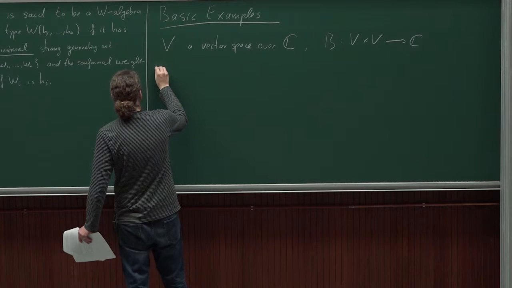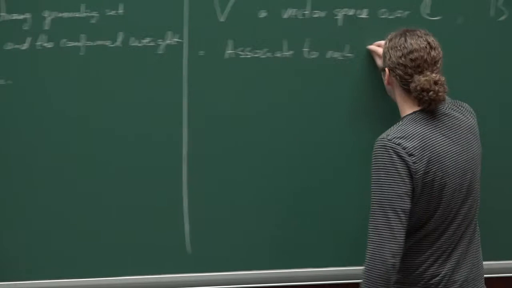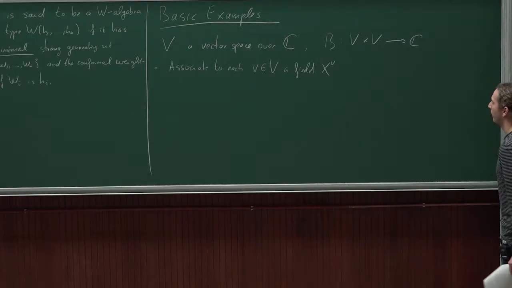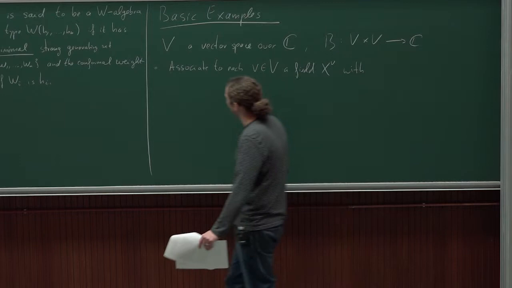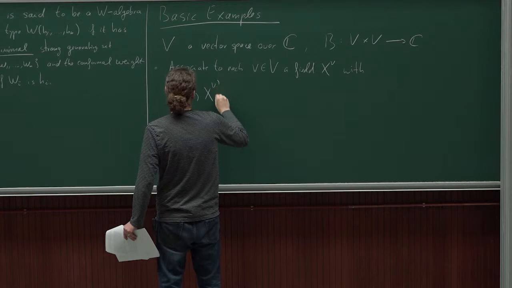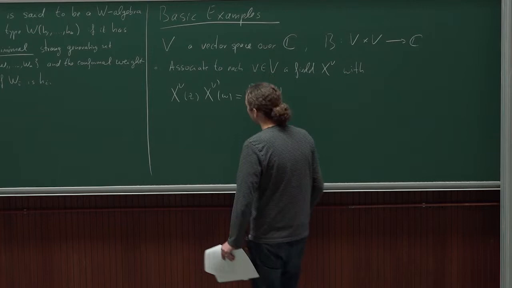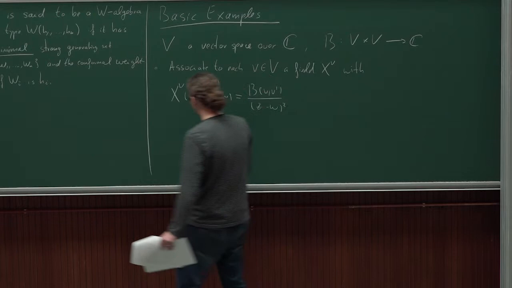So the first one is you associate to each vector in your vector space a field. Let's call it X with a superscript V. And you have to define the operator products of two such fields. It's just given by the bilinear form of these two vectors as second order pole. So this VOA is called the free boson or Heisenberg VOA of V together with the bilinear form B.